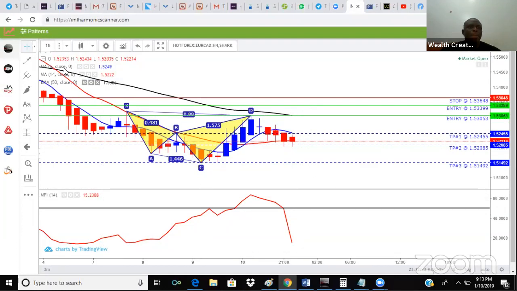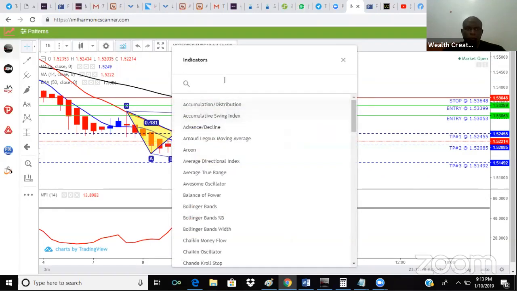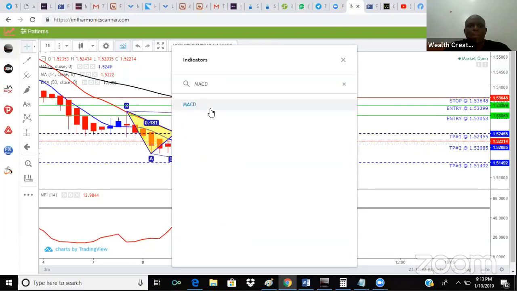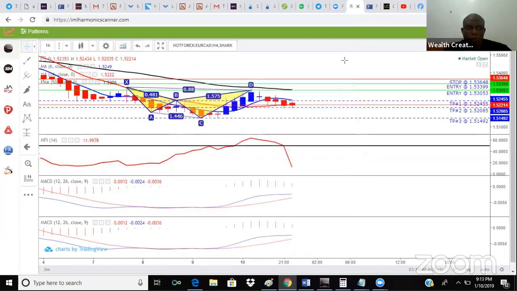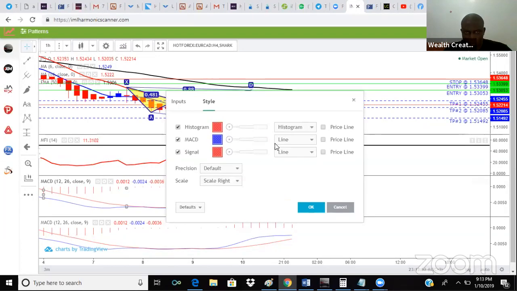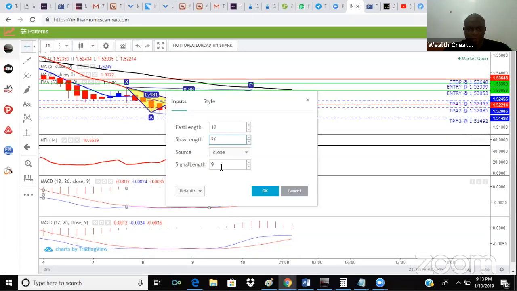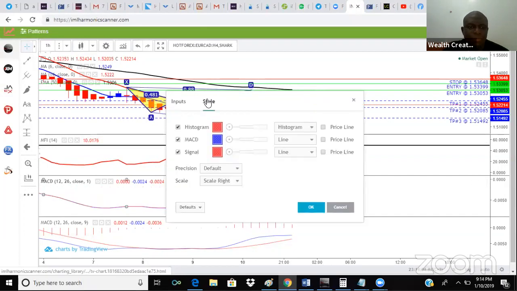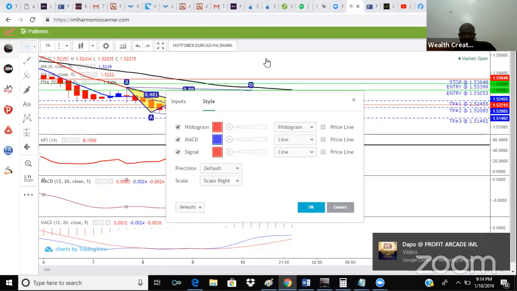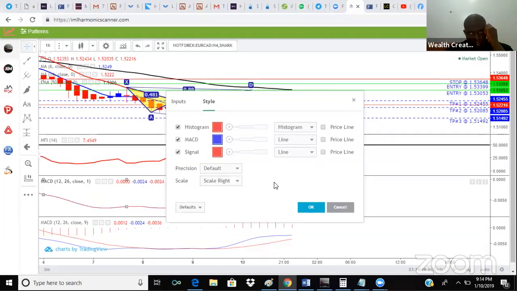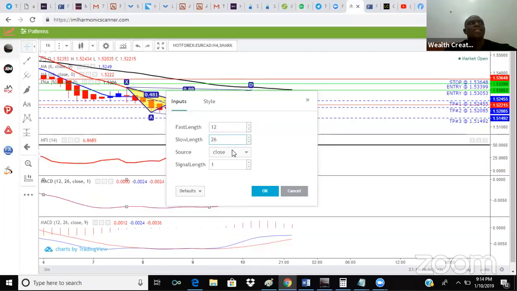The next thing I also want to put in is called MACD, which is another indicator. MACD. I'm bringing in 2 MACDs now. Number 1, the first MACD, I'll make it 12, 26, 1. The second MACD, so my input is 12, 26, 1.